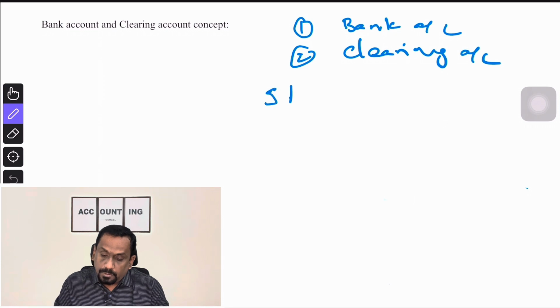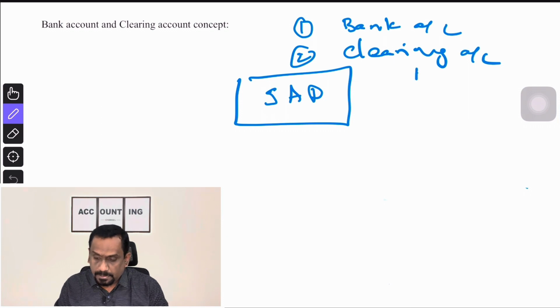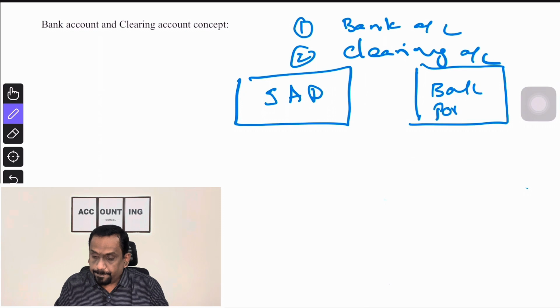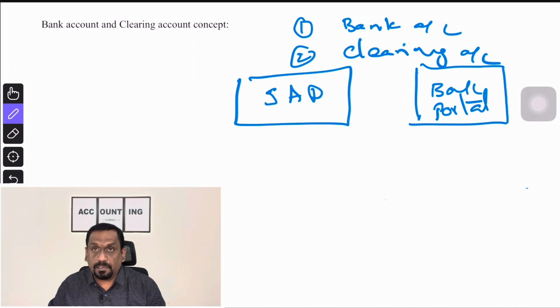You have your SAP, whatever ERP, right? You also will have a bank portal. Your bank statement will get updated in this bank portal. Nowadays, banks are updating the bank statements of these companies in their portal, and every day by the end of bank hours, the bank statements of that particular day will be available in the bank portal.